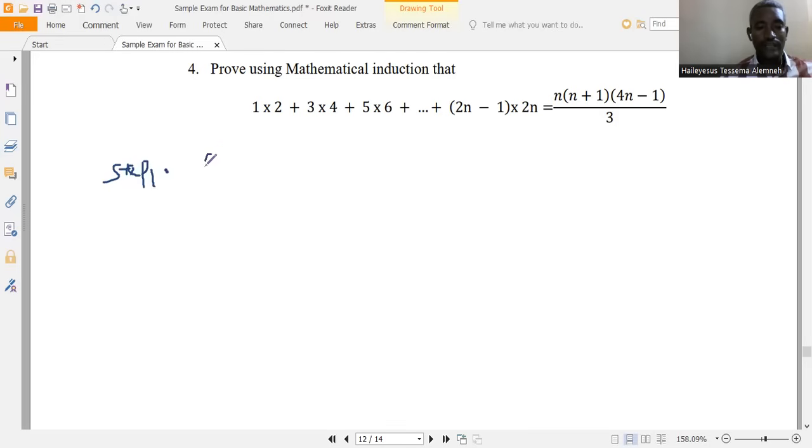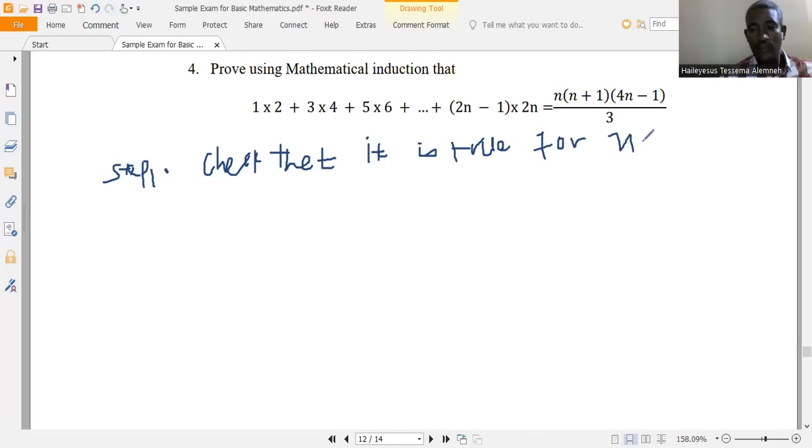Step 1: check that the equation is true for n is equal to 1.